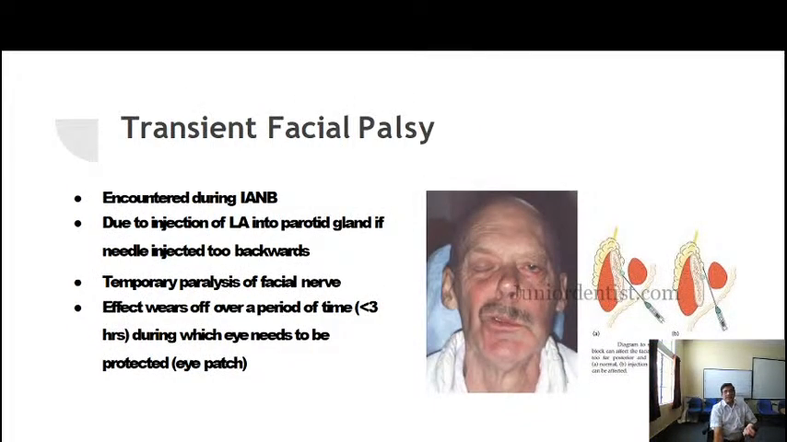Now you have the transient facial palsies, wherein the dental surgeon is trying to inject the local anesthetic to give local anesthesia for the dental extraction, or sometimes when we do a tympanoplasty or wherein we inject orally, there will be a temporary paralysis of the facial nerve, which usually recovers once the local anesthetic effect wears off. Usually 2 to 3 hours, during which the eye has to be protected.